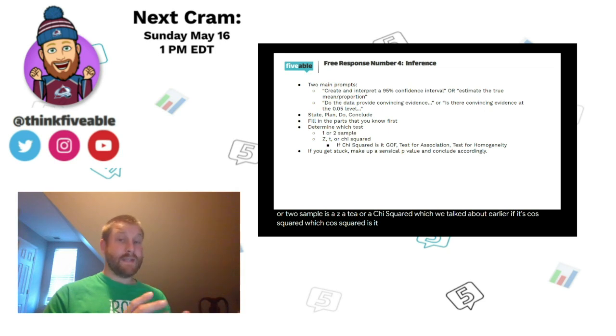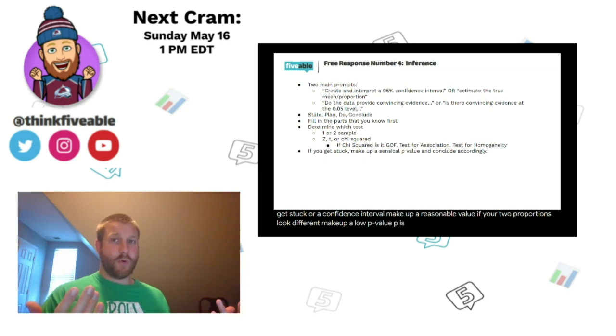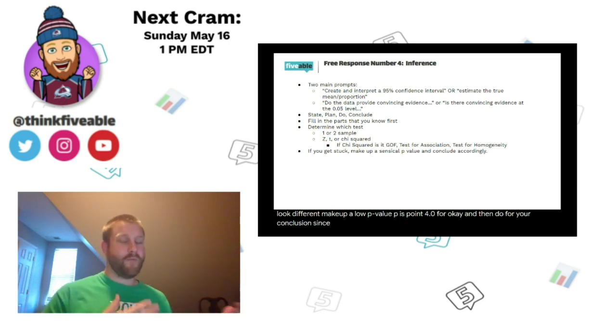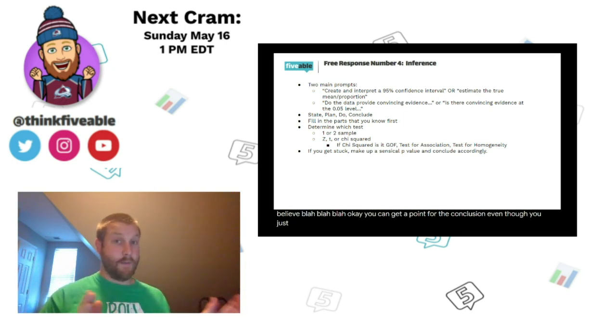And if you get stuck, if it's a hypothesis test or a confidence interval, make up a reasonable value. If your 2 proportions look different, make up a low p-value. P is 0.04, okay? And then for your conclusion: since 0.04 is less than 0.05, we reject the null. There is reasonable evidence to believe blah, blah, blah, okay? You can get a point for the conclusion even though you just made up a p-value.